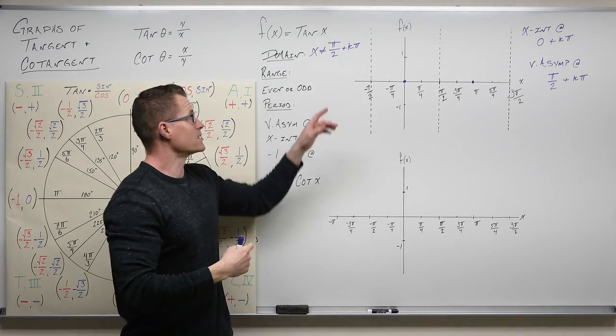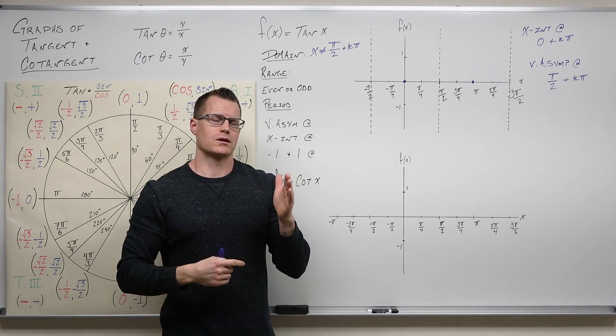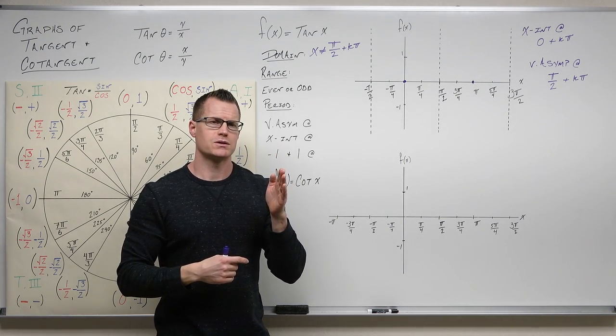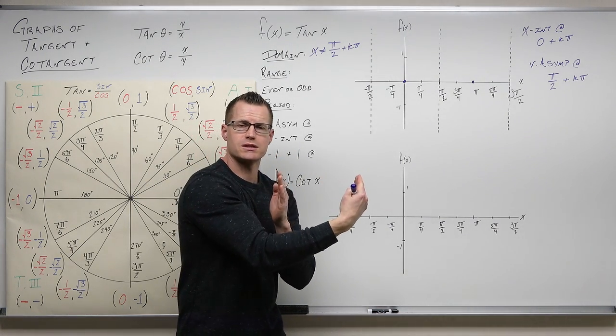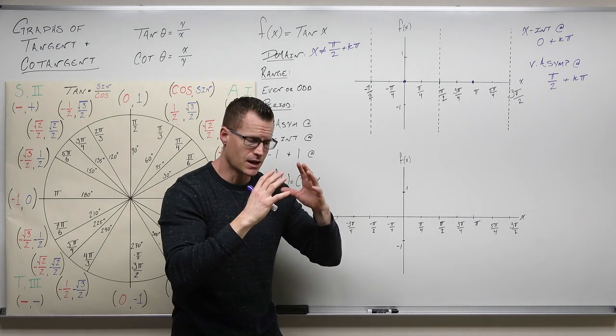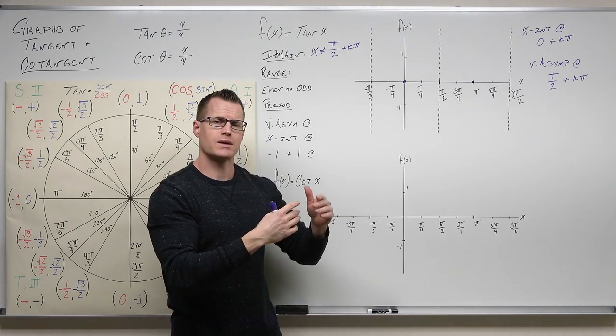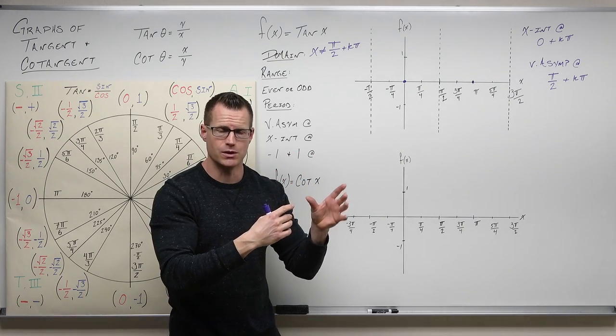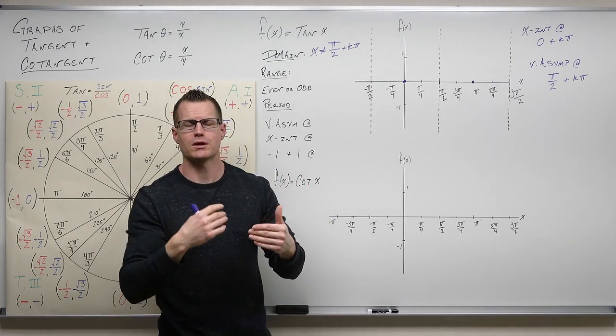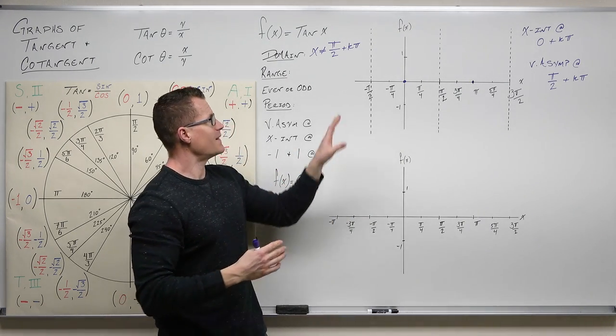The reason why this k pi is there is saying, look, if you have something that's undefined at pi over 2, then if you go another period, it's still going to be undefined. It's a cycle of a function. It's going to repeat every single period. And so that means that if you add the period to it, or a multiple of the period, or subtract the period, you're going to get another undefined place. And that's what that says.